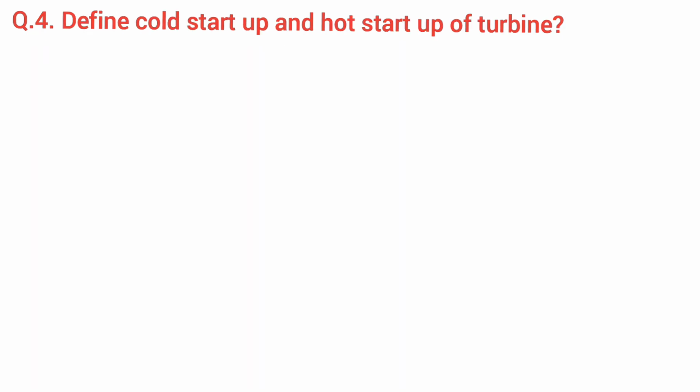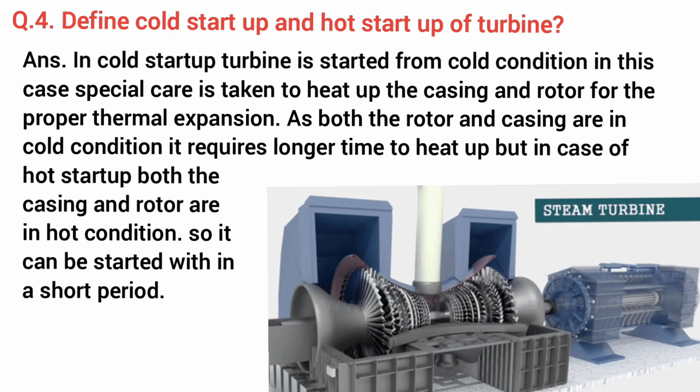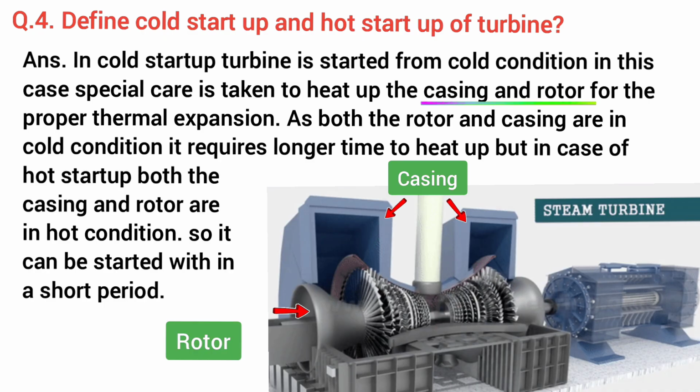Define cold start-up and hot start-up of turbine. In cold start-up, the turbine is started from cold condition. In this case, special care is taken to heat up the casing and rotor for proper thermal expansion. As both the rotor and casing are in cold condition, it requires longer time to heat up, but in case of hot start-up, both the casing and rotor are in hot condition, so it can be started within a short period.